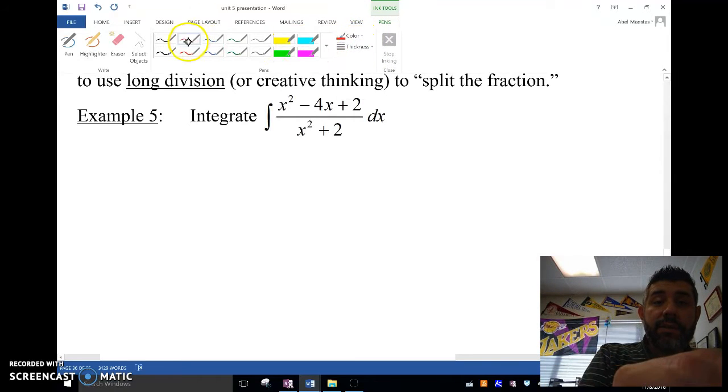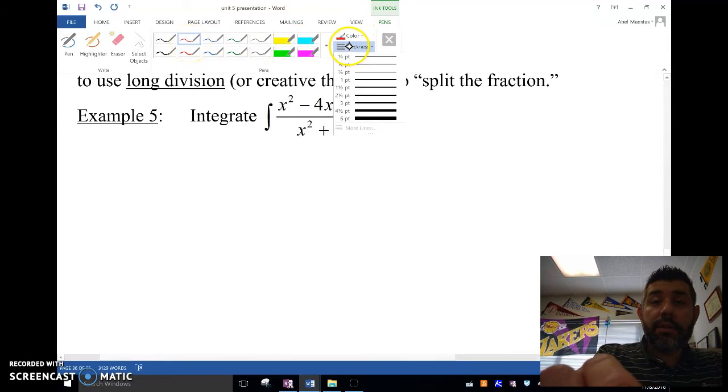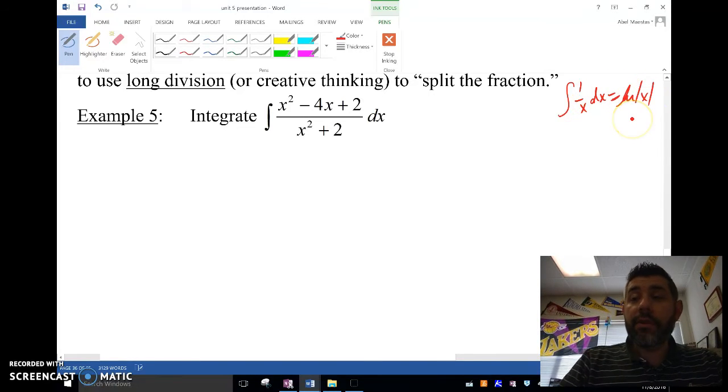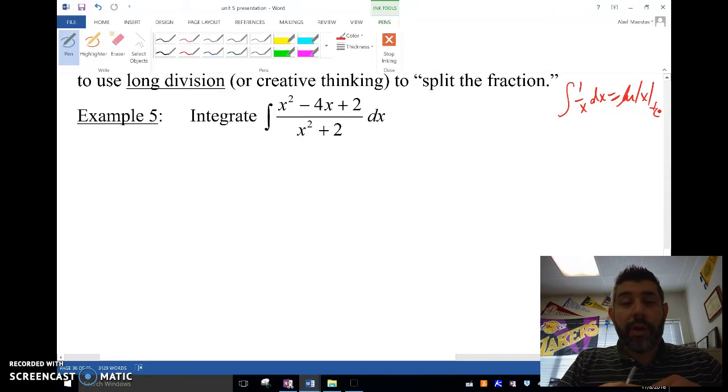Recall that the antiderivative of 1 over x dx is equal to ln of absolute value of x. Okay, so remember that plus c. Don't forget that. That's what you kind of have to remember here.